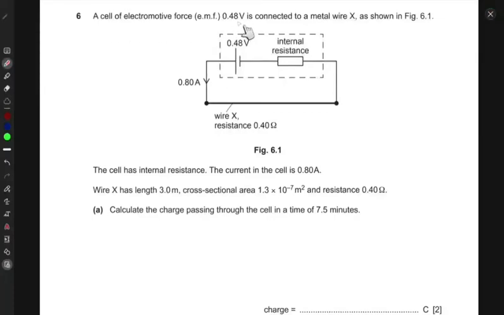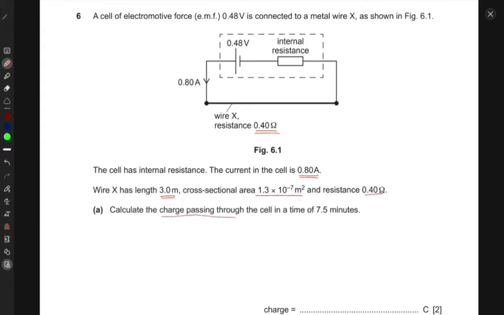A cell of electromotive force EMF 0.48 volts is connected to a metal wire X as shown in this figure. The cell has internal resistance and the current in the cell is 0.80 amperes. So here we can see that this is the circuit, and here this is the battery EMF, which has internal resistance, and there is a wire connected at the ends, and that wire has some resistance of 0.4 ohms. It has a length of 3 meters and a cross-sectional area of this. Also, the resistance is given.